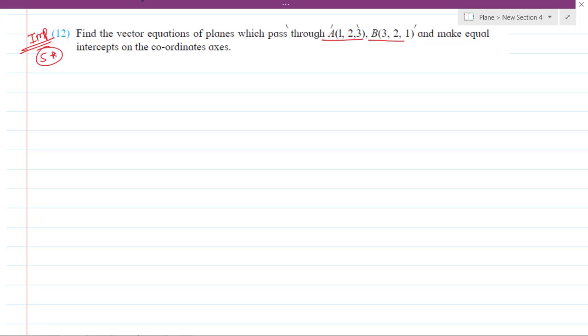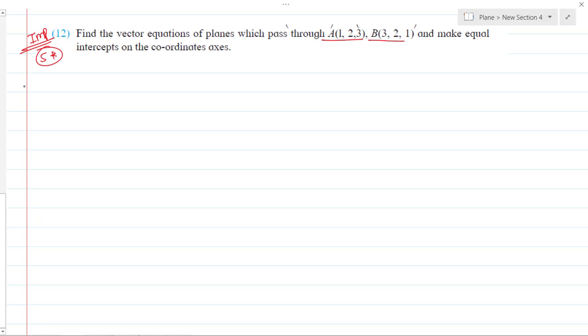So let's start with the steps. Step number 1: the point a is given as (1, 2, 3) and b as (3, 2, 1), and the third statement they say is that equal intercepts are made on the coordinate axes. Intercepts means, as I have already told you in the last video, suppose this is the x y z axis, and your plane is making an intercept on the coordinate axes. Suppose this is what we have as the intercepts.